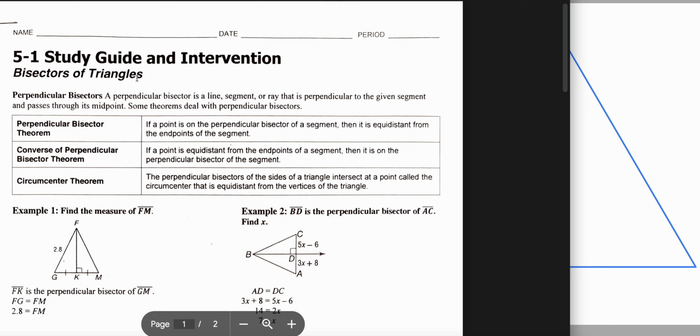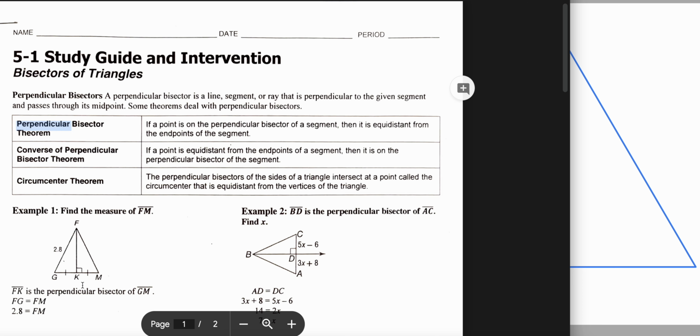Here we have bisectors of triangles, and we have three theorems. The first one is the perpendicular bisector theorem. And what is a perpendicular bisector, first of all? Well, it's a line that's perpendicular to another line.